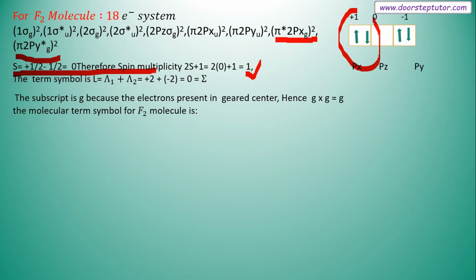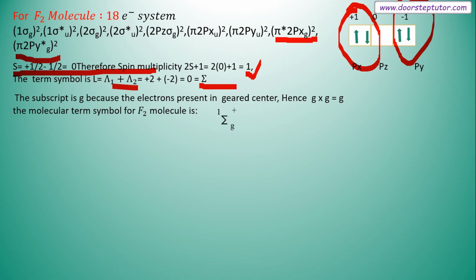Okay, so here the two electrons are paired up in this level and the two electrons are paired up in that level. Therefore the lambda value is plus 1, that is plus 2, and minus 1, that is minus 2. So the summation of these orbital angular momenta, lambda 1 plus lambda 2, is equal to plus 2 minus 2, so the term symbol is Σ. Clear? Right. For the subscript, the electrons are in g levels only, so g times g is equal to g. So the molecular term symbol for the F2 molecule is 1Σg+, right?